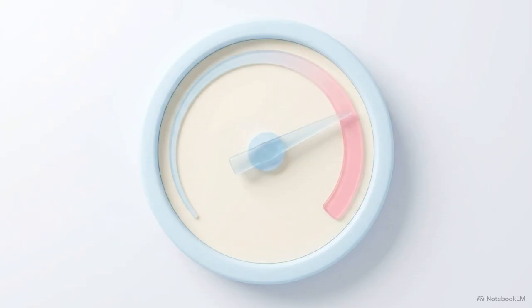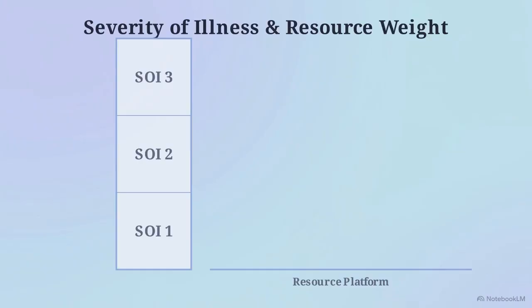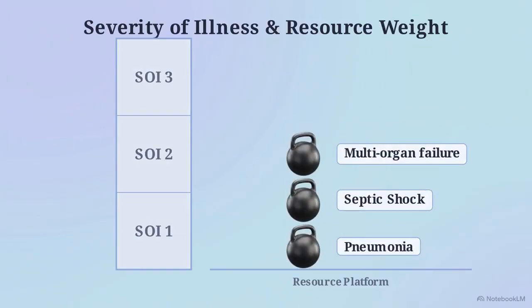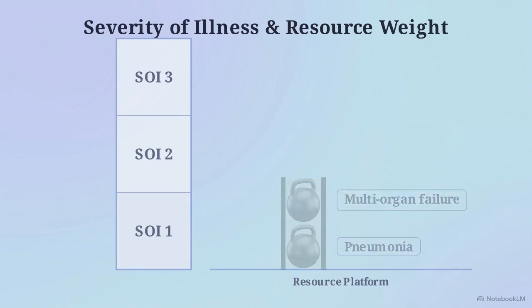These details determine the severity of illness, or SOI. The system assigns your patient an SOI automatically, based purely on the complications and major procedures you document. This chart shows resource weight for a major case. A patient with pneumonia, septic shock, and multi-organ failure pushes the bar to severity of illness 3. If a physician forgets to write septic shock, the case instantly drops to severity 1, stripping away resource weights.